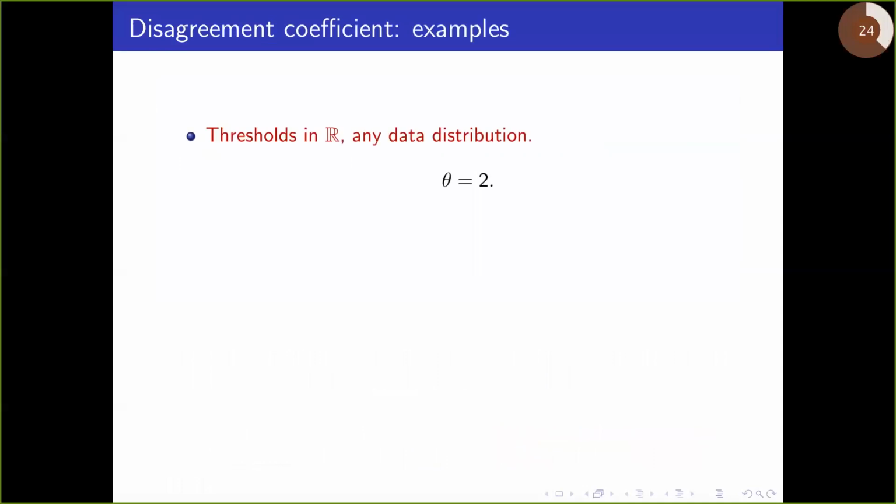Okay, so let's give some examples. Suppose you're just doing thresholds on a line. Below the threshold, the prediction is -1, above it's +1. Then theta is 2.